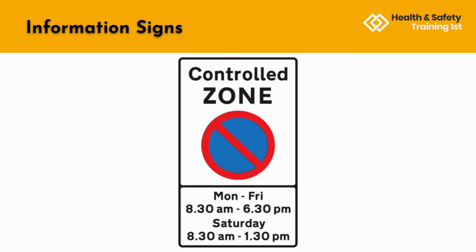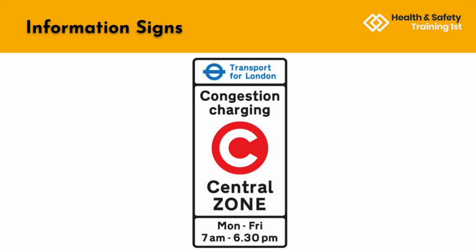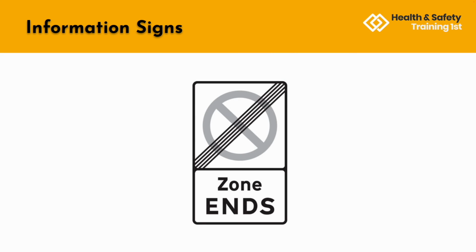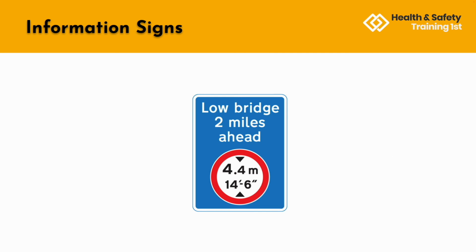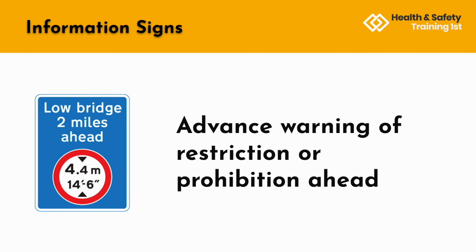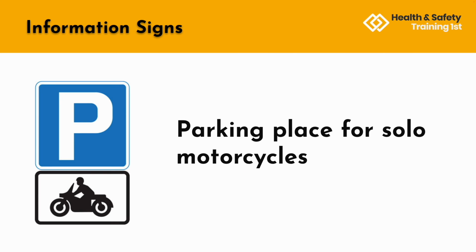Information signs. These are all rectangular. Entrance to controlled parking zone. Entrance to congestion charging zone. End of controlled parking zone. Advanced warning of restriction or prohibition ahead. Parking place for solo motorcycles.